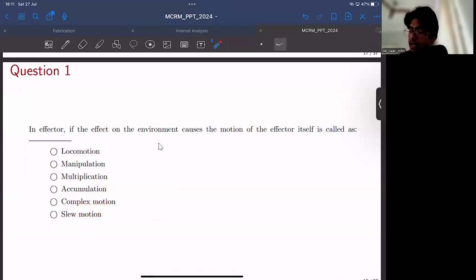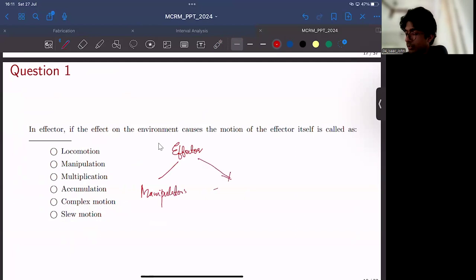So we have actually considered two different classes of effector, if you can recall. The first one being manipulators, and the second one being locomotive devices or mobile robots. And the process itself is called locomotion.